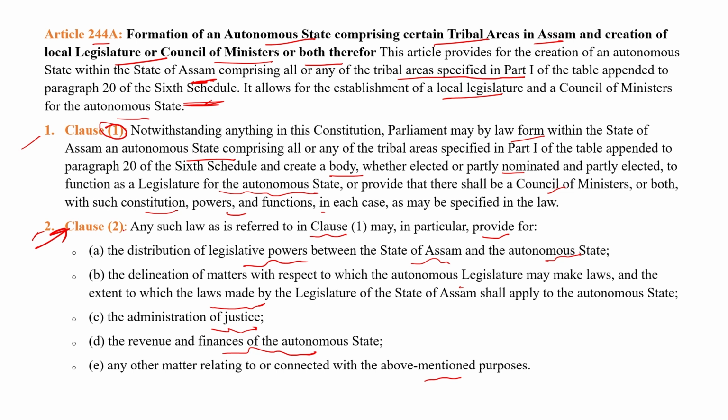So clause 2 explains the distribution of legislative power between the state of Assam and the autonomous state. It also explains that if there is any law made by the legislative assembly, then it will be applicable to the autonomous state. It also explains the administration of justice for the state of Assam and the autonomous state, and the distribution of revenue and finance.